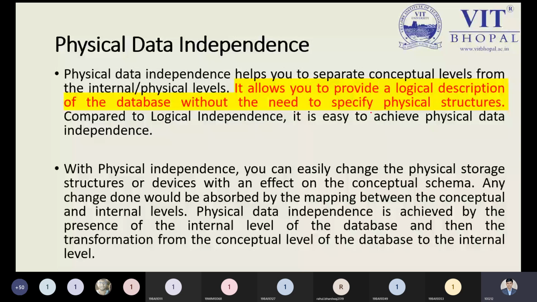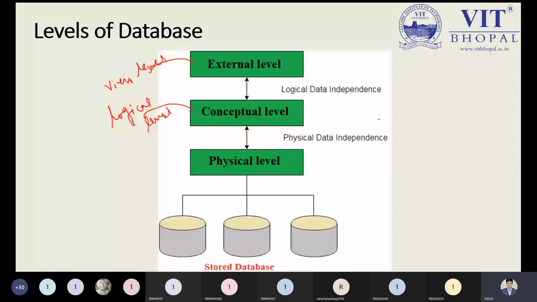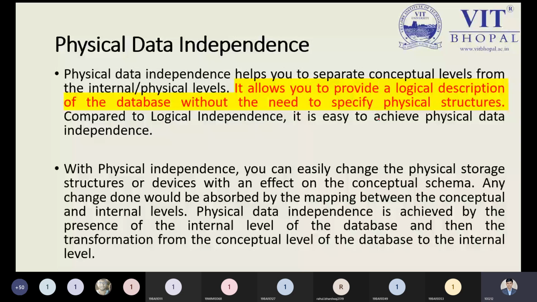Now, can anyone tell me more detail about this highlighted part? Now you can see physical data independence lies between the physical level and conceptual level. Okay, so we have the definition of physical data independence over here. Now, tell me, this highlighted part, what did you understand?